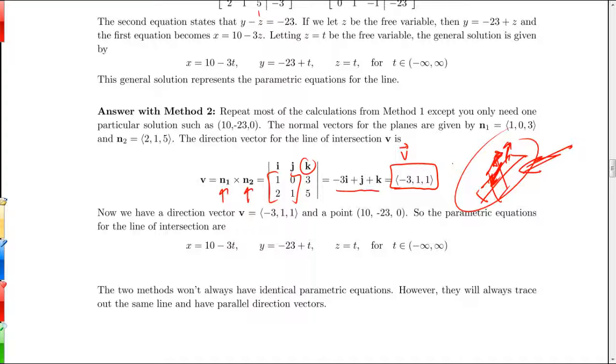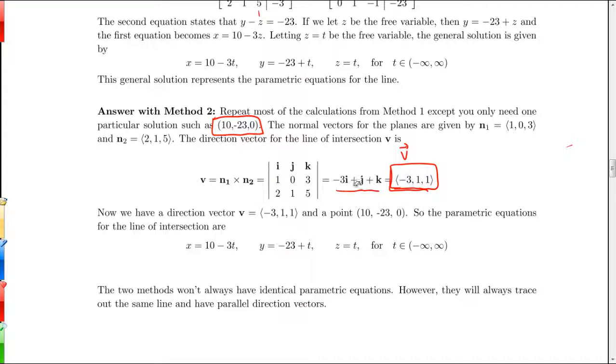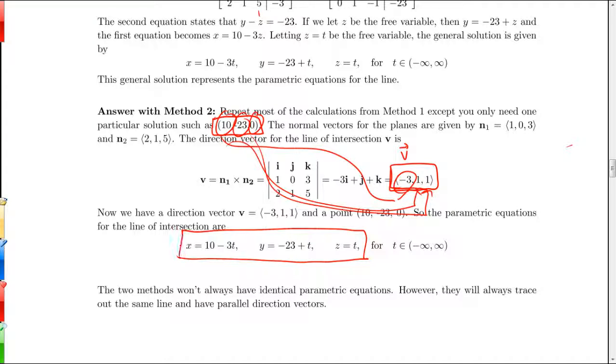Right? So now that I have a point here and a direction vector here, I can do my line very easily. It's just going to be 10 minus 3t for x, and then y is going to be negative 23 plus t, and z is going to be 0 plus t. So there are the parametric equations for my line of intersection.